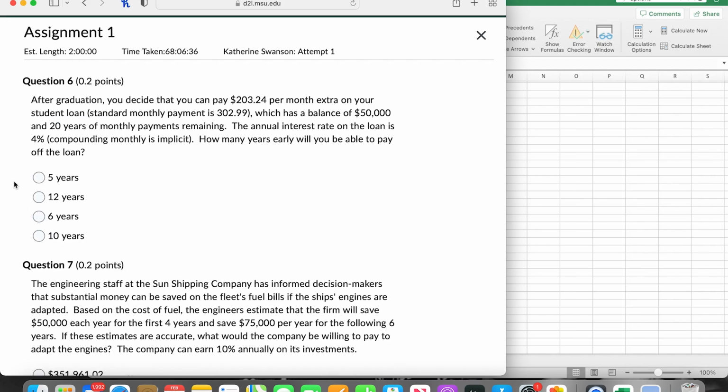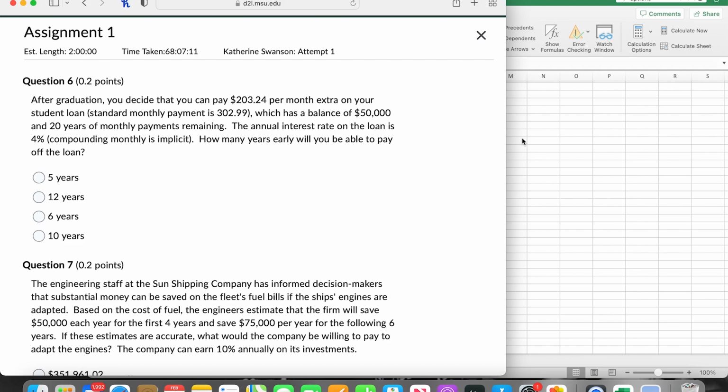6. After graduation, you decide that you can pay $203.24 per month extra on your student loan. So that means on top, you can pay an additional $203.24 on top of the standard $302.99, which has a balance of $50,000 and 20 years of monthly payments remaining. The annual interest rate on the loan is 4%, compounding monthly. How many years early will you be able to pay off the loan?